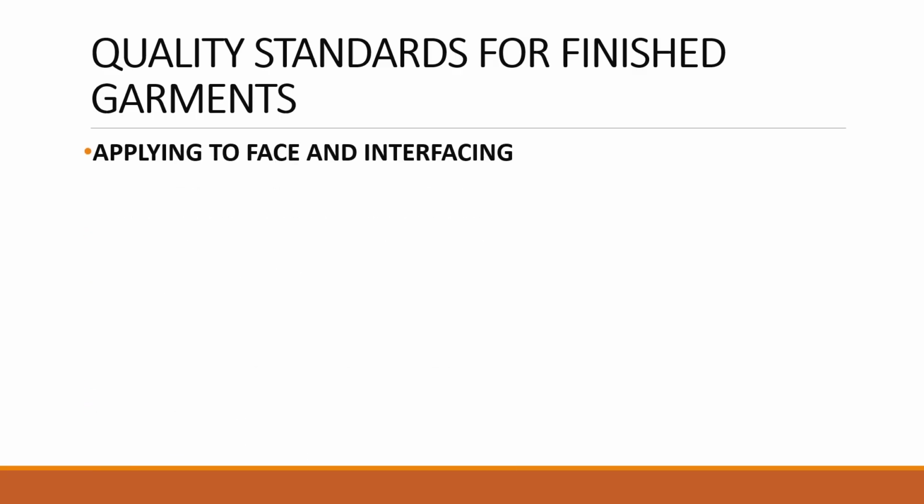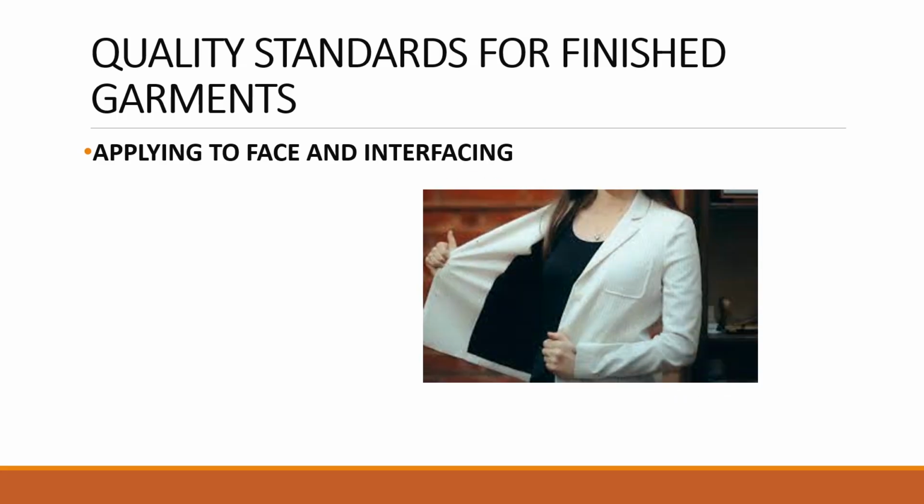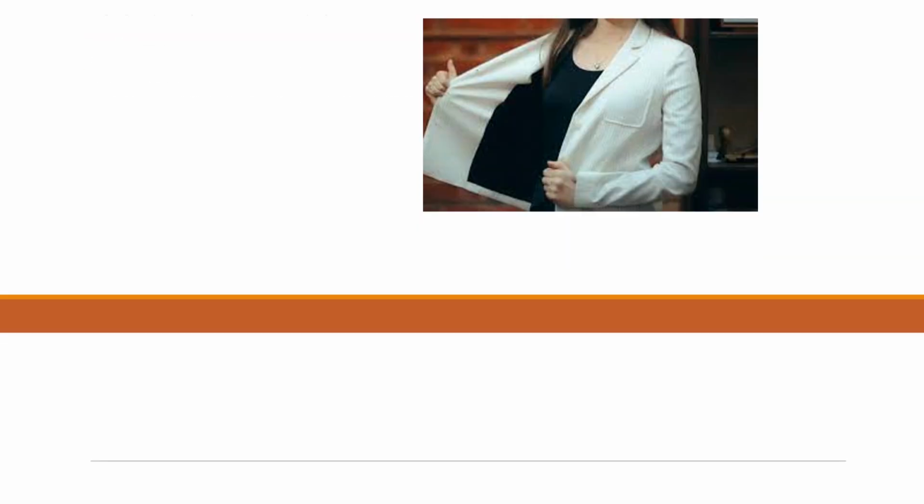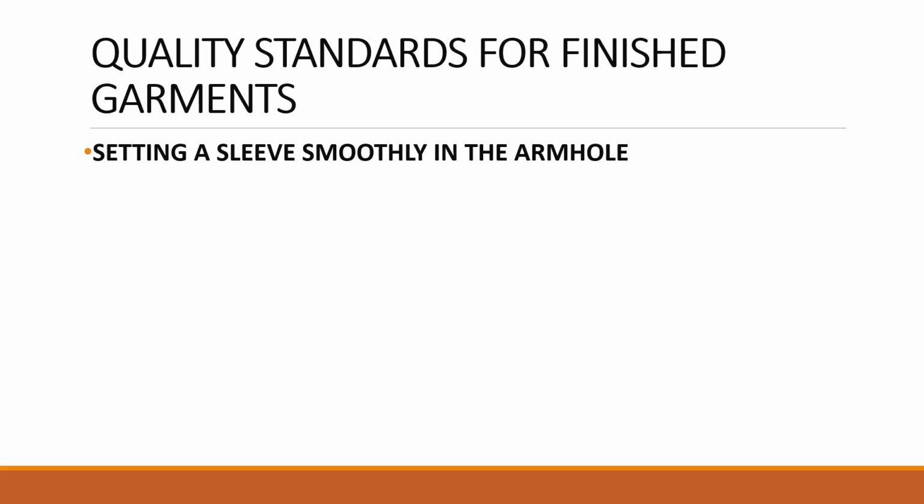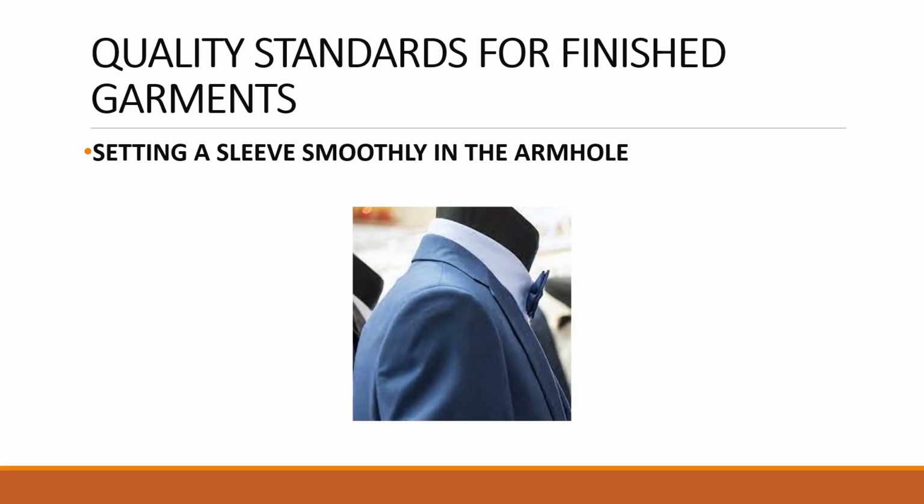Now the finished garments, when you are talking, the applying of facing and interfacing, okay, this part also plays an important role, okay, facing and interfacing as shown in the figure. Setting a sleeve smoothly in the armhole is part and parcel of a good garment, okay. Smoothly it should be there in the armhole, okay. There should not be any crease or folds or anything there. So you have to be careful in stitching and sewing, and the pressing operation must be correct. We must take care of that.